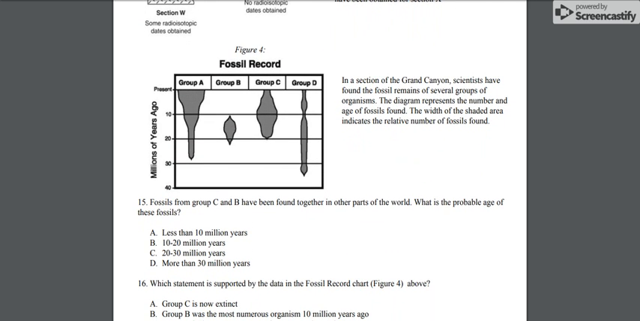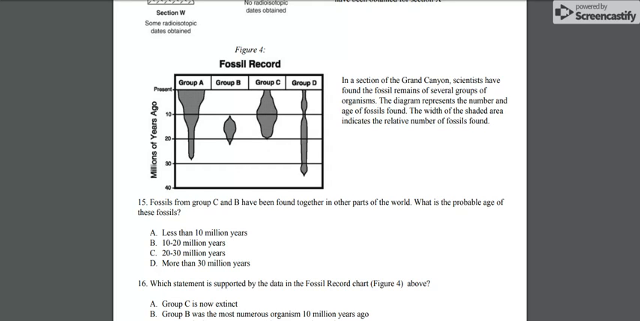In figure 4, a section of the Grand Canyon, scientists have found fossil remains of several groups of organisms. The diagram represents the number and age of fossils found. The width of the shaded area indicates the relative number of fossils found.